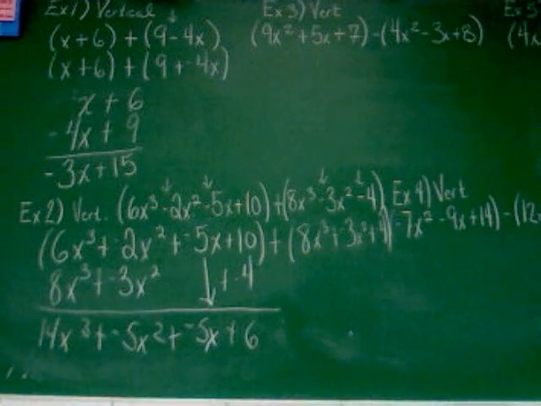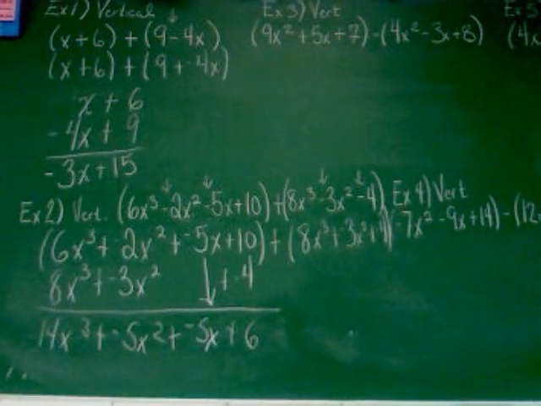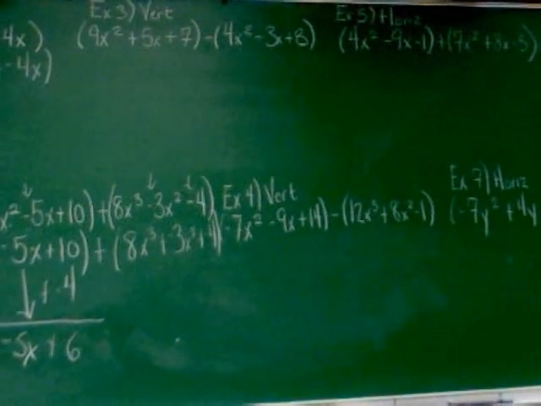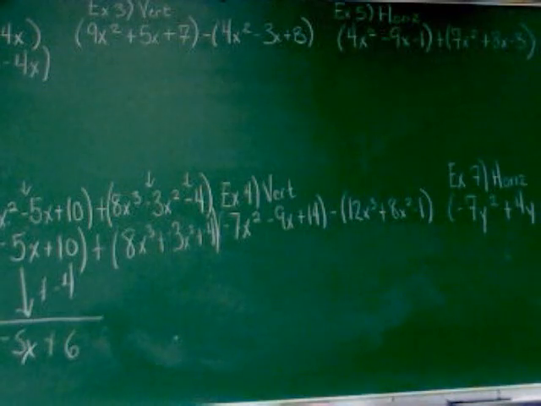Alright. So now we go to some problems with separating subtraction, which complicates the issue a little bit. Go to example 3. 9x squared plus 5x plus 7 minus 4x squared minus 3x plus 8.